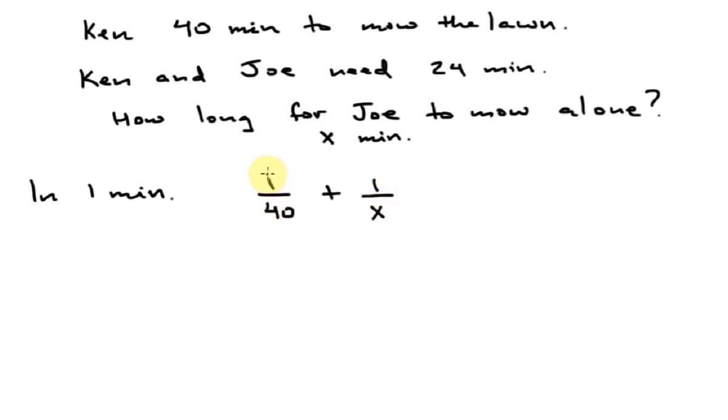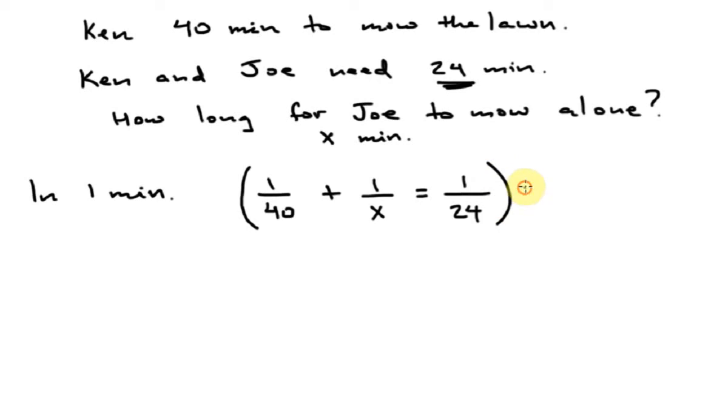Okay, so here's Ken's contribution, and here's Joe's contribution, and together they need 24 minutes. So what fraction of the lawn would they have mowed in 1 minute, working together? 1/24th. Okay? Now, believe it or not, we've just created our equation. So what I'm going to do now is solve the equation. This isn't too bad a question, really.